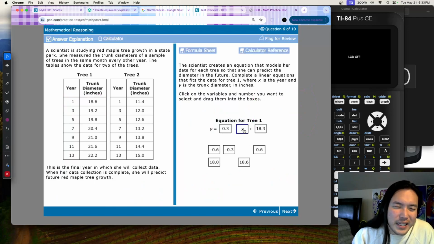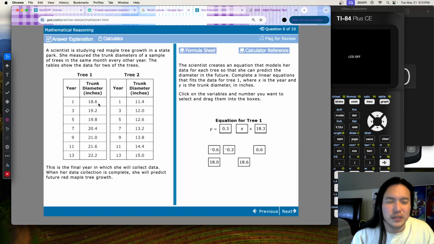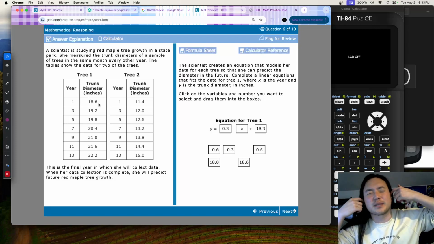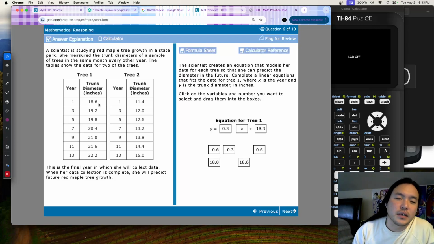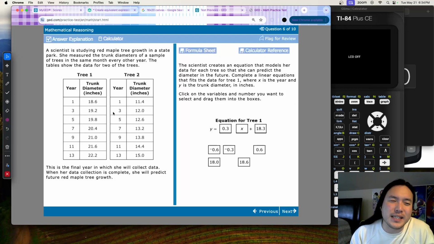Well, I know that this is x because it's a linear equation, y equals mx plus b. I know that the slope is positive, so it's definitely not these two. Why do I know the slope is positive? The tree gets bigger, right? If the slope were negative, that would mean that the tree's getting smaller. The tree's definitely getting bigger. So here I'm asking myself, did the tree grow by 0.3 each year, or did it grow by 0.6 each year? Well, it took 2 years to go 0.6, so it just means that it went up 0.3 each year.